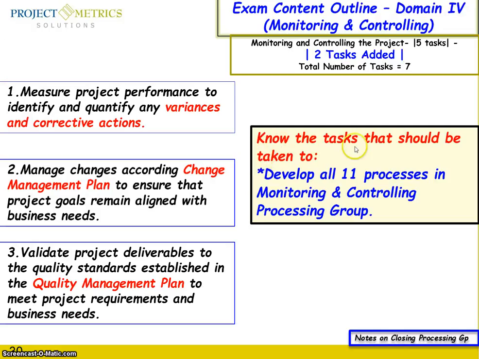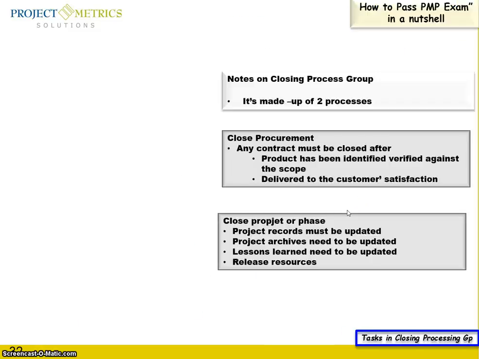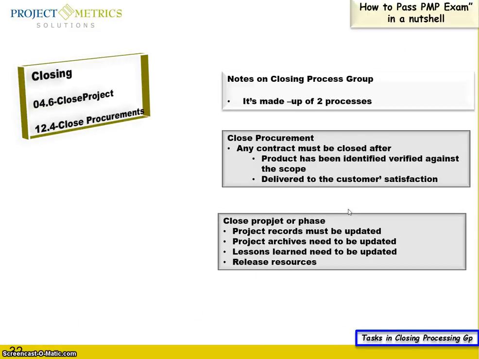Now, you know the task that should be taken when you develop the 11 processes in the monitoring and controlling process group. These are the two things that have been added to the monitoring and controlling process group. The last thing here is closing. Again, it is only 2 processes.